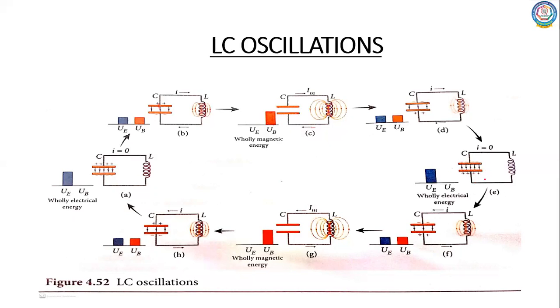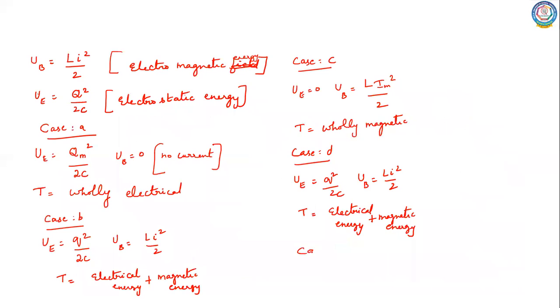Now we have the maximum energy stored in the capacitor, whereas in the inductor there is no energy because there is no current. The energy stored in the inductor is 0. The total energy is once again wholly electrical. So this is case E. You have maximum electrical energy, so UE is Qm square by 2C, and UB will be 0. So the total energy will be wholly electrical.